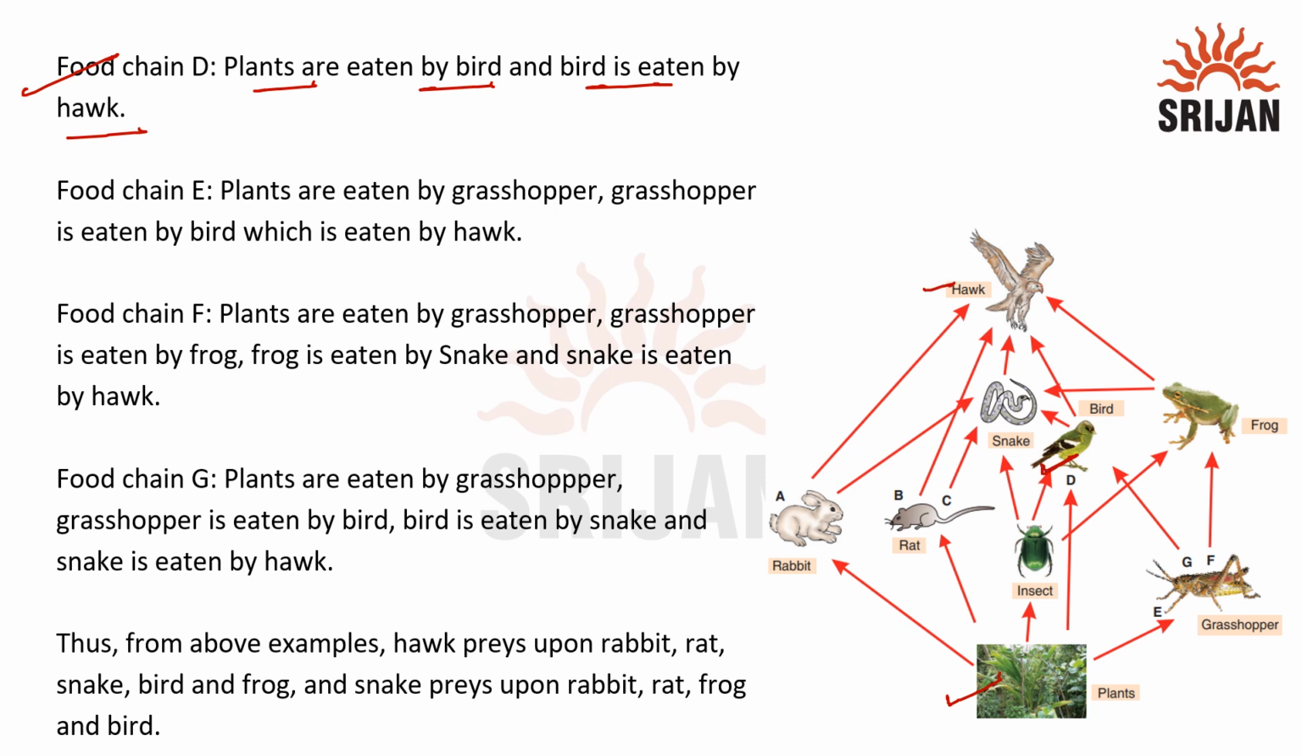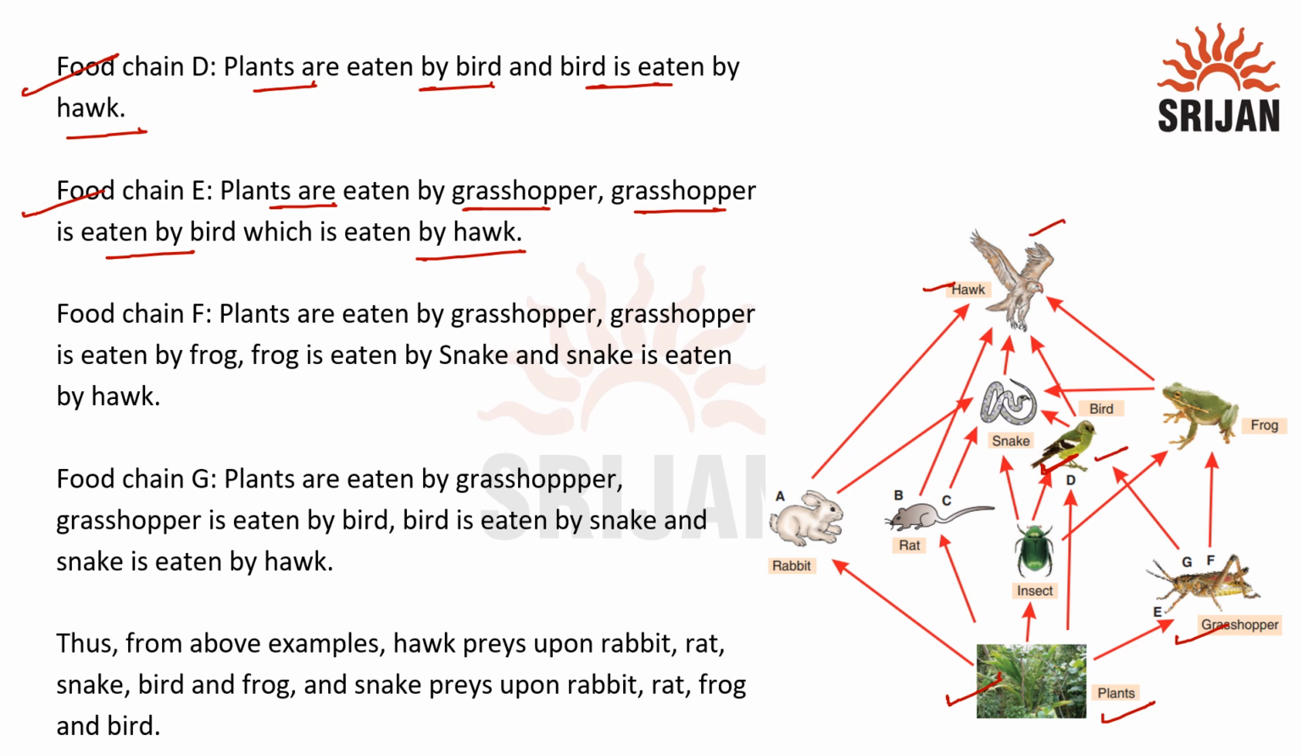After that we have food chain E, where plant is eaten by grasshopper, grasshopper is eaten by bird and bird is eaten by hawk. Let's observe it over here. Plant eaten by grasshopper, grasshopper eaten by bird, and bird eaten by hawk.